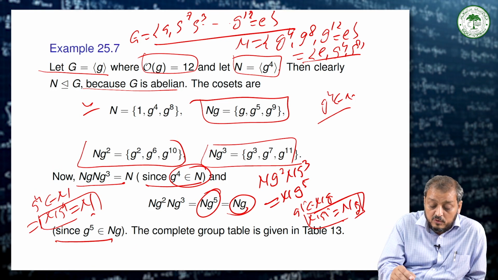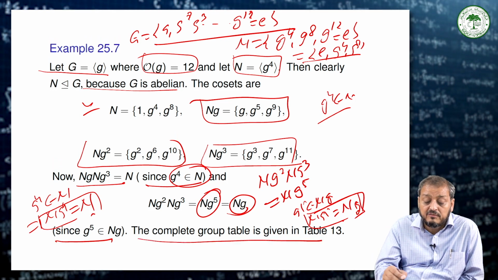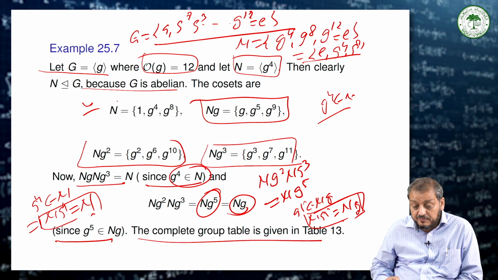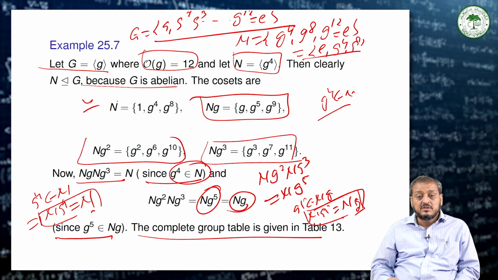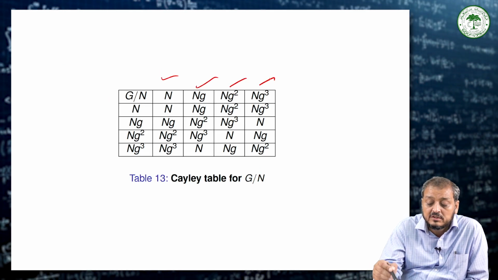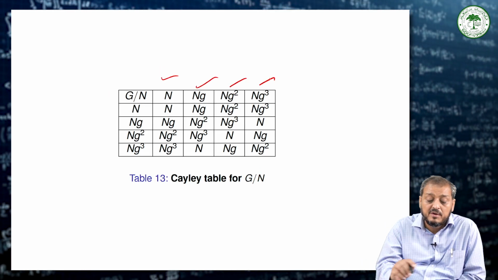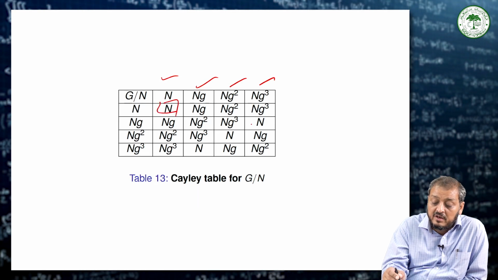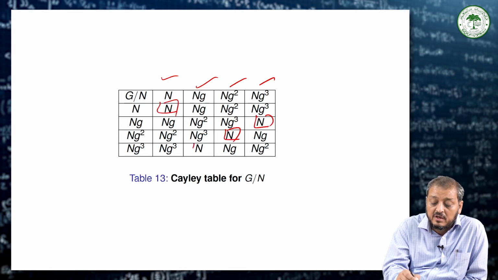And this means we have to write, in a similar fashion, all the elements of the different right cosets of this in the form of n, then ng, ng squared, and ng to the power 3. No other element is in this. This is working as the identity element.